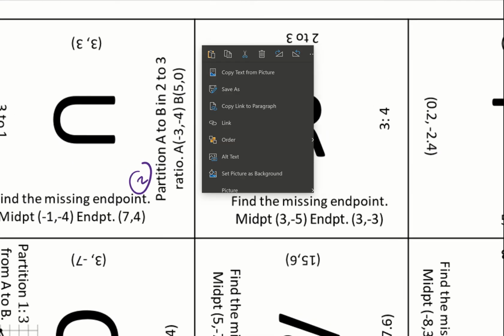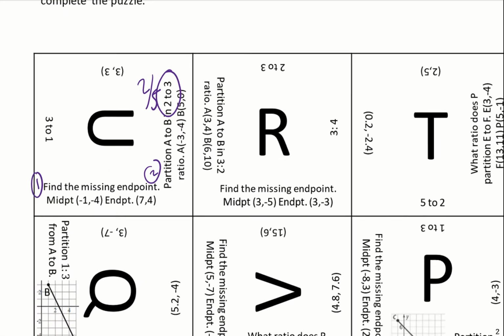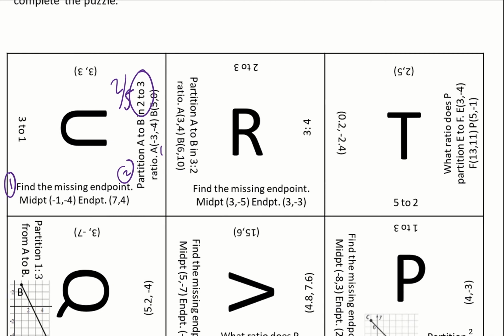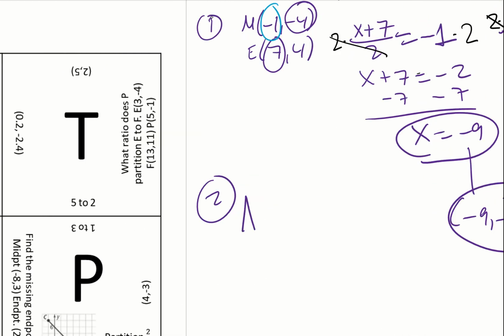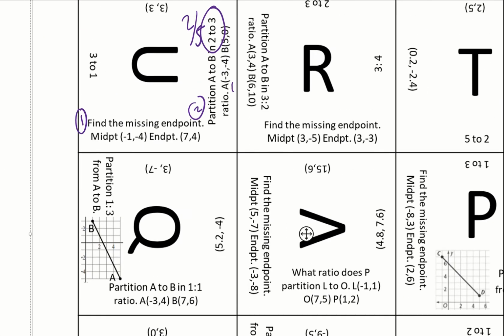Let's do number 2. Partition A to B in a 2 to 3 ratio. So we have a 2 to 3 ratio, which means that the fraction that we're going to use is 2 over 5. Remember, you add 2 plus 3 and we get a total of 5. That becomes our denominator. So we want to partition A to B at 2/5. And we have our two coordinates, A is -3, -4, and B is 5, 0. Okay, and we said our fraction is 2/5 according to the ratio.